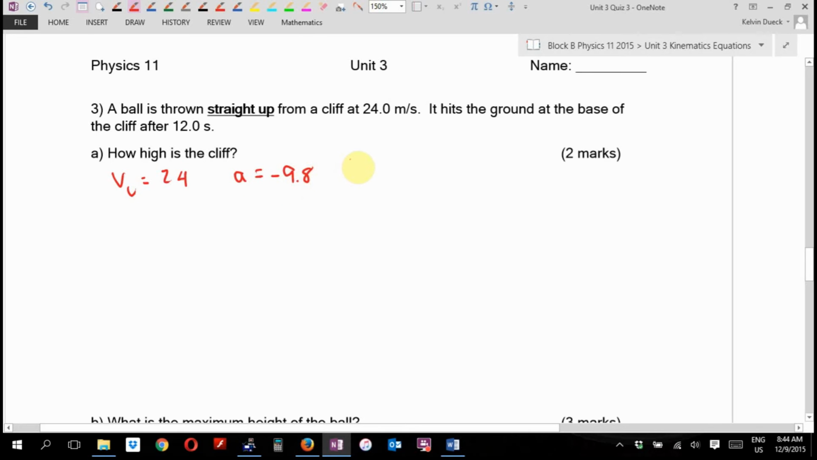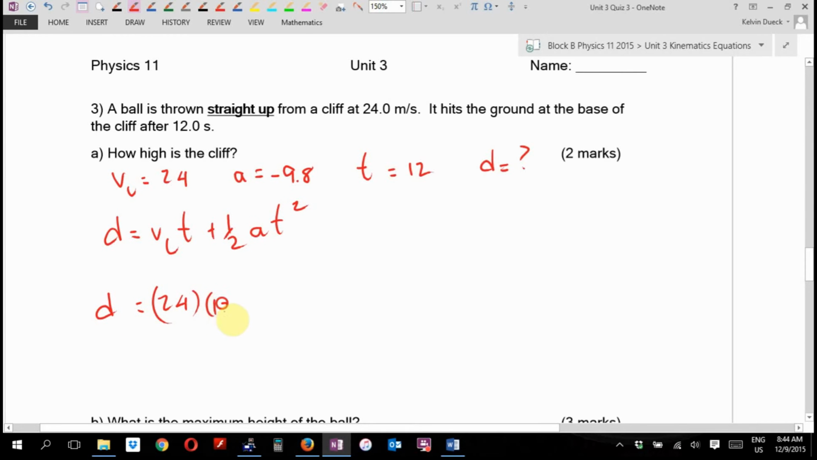VI is 24. A equals negative 9.8. They gave me a time, 12. How high is the cliff? Well, I think D equals question mark. VIT plus a half AT squared. That'll get me there. It's going to be 24 times 12 plus 0.5 times negative 9.8 times 12 squared.